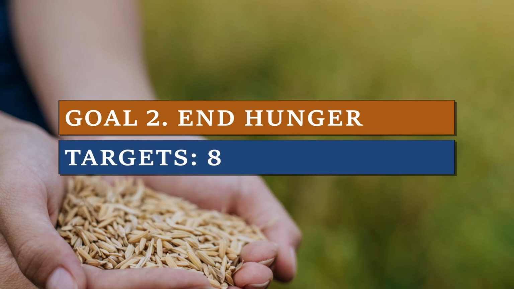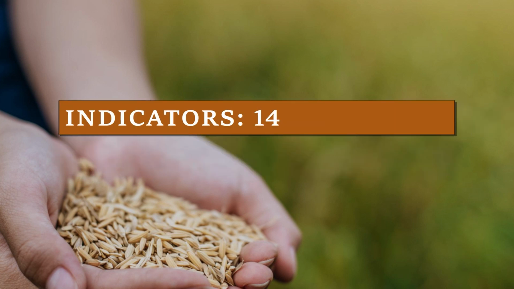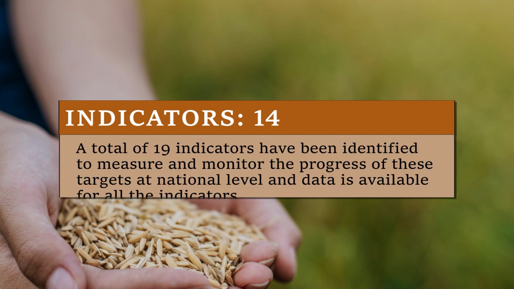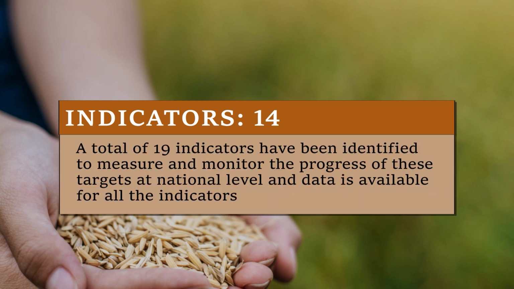In the previous session, we talked about the global 8 targets and 14 indicators to look into those targets. In India, at our national level, we have a total of 19 indicators to measure and monitor the progress of this target, and we have data to look into the progress of all these indicators. So, in India, we have 19 indicators as compared to the global 14 indicators.